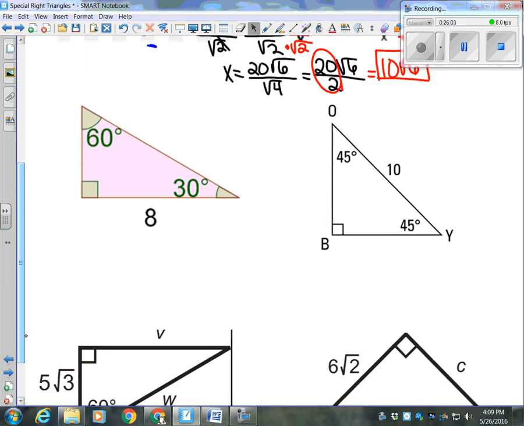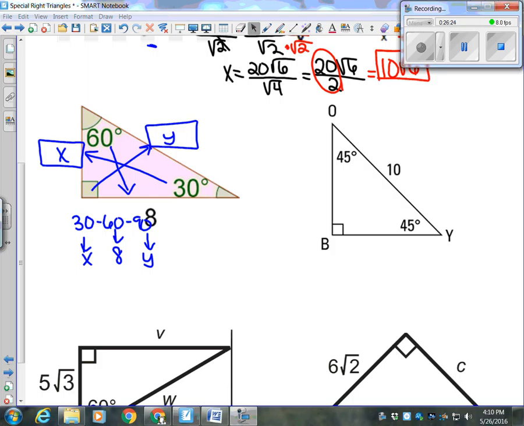All right, I want you to pause the video, and I would like you to try these next two. One's a 30, 60, 90, and one is a 45, 45, 90. The sides don't match up perfectly to what we've done before, but we should still be able to set up a proportion and solve. So I'm going to tell you to go ahead and pause, work them out, and come back and check the answers in just a second.